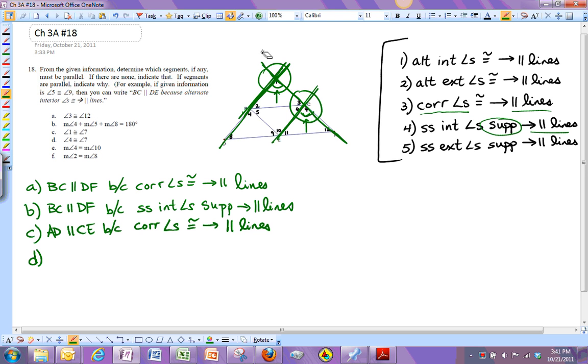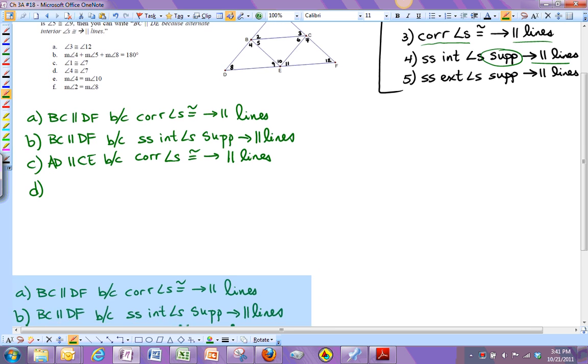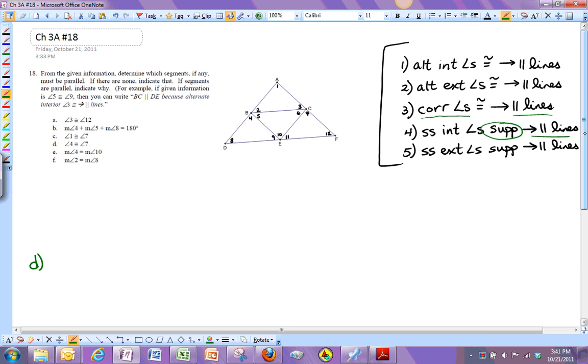Okay, for D, I'm running out of room here, so let me get this out of the way right now. Okay, so for D, we've got 4 is congruent to 7. Well, here's 4, here's 7. And 4 is formed by these two lines, and 7 is formed by these two lines. If you notice, they're independent of each other. So these two lines for angle 4 are completely different from the two lines for angle 7.